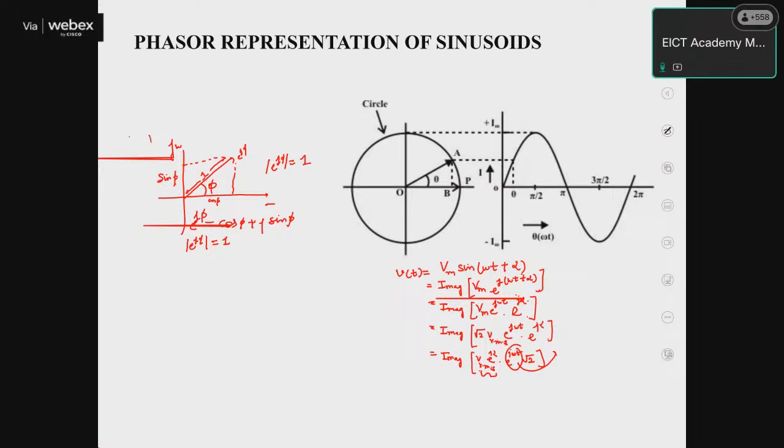So this v(t), the instantaneous voltage, in phasor form is denoted by a capital letter with a cap on it, and it should have a magnitude and an angle. The magnitude is equal to the RMS value of the phasor, and the angle is alpha, from e raised to the power j alpha. That is, I can write it like this: Vrms angle alpha.